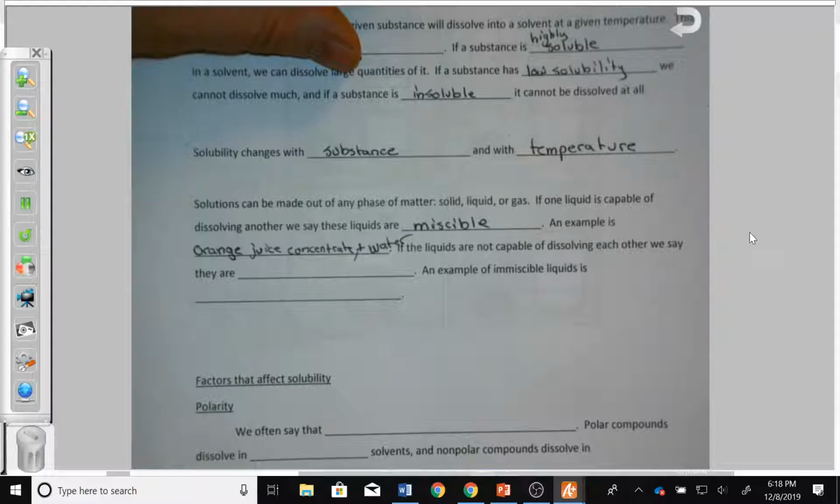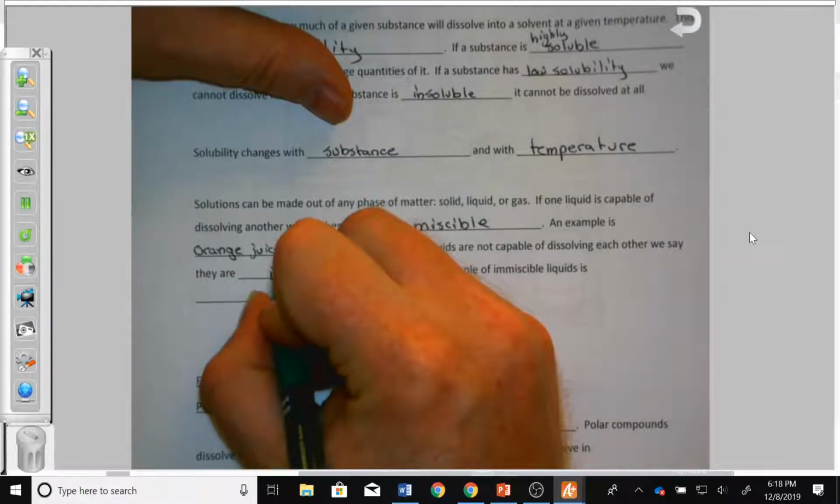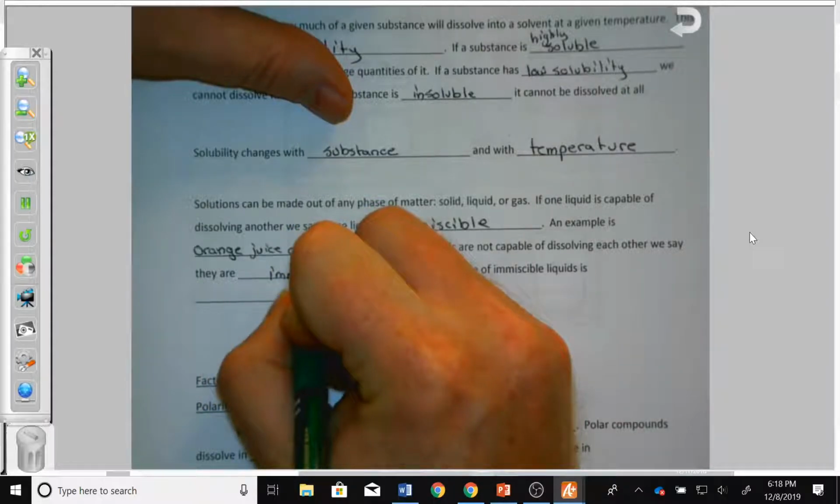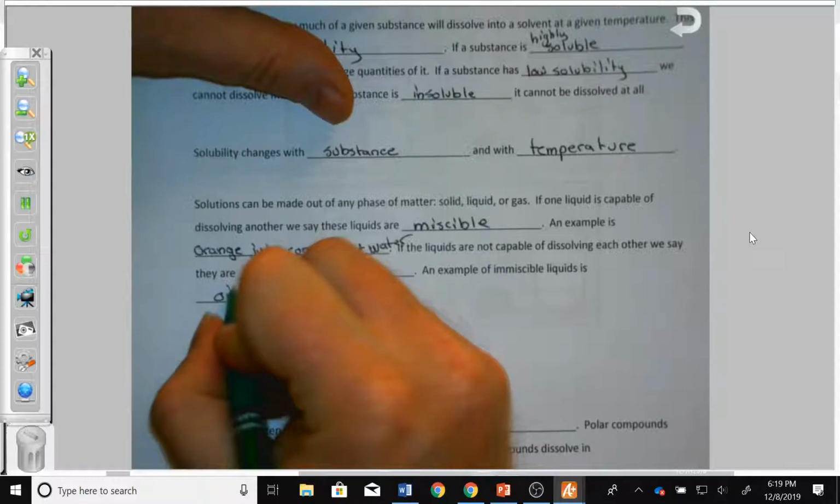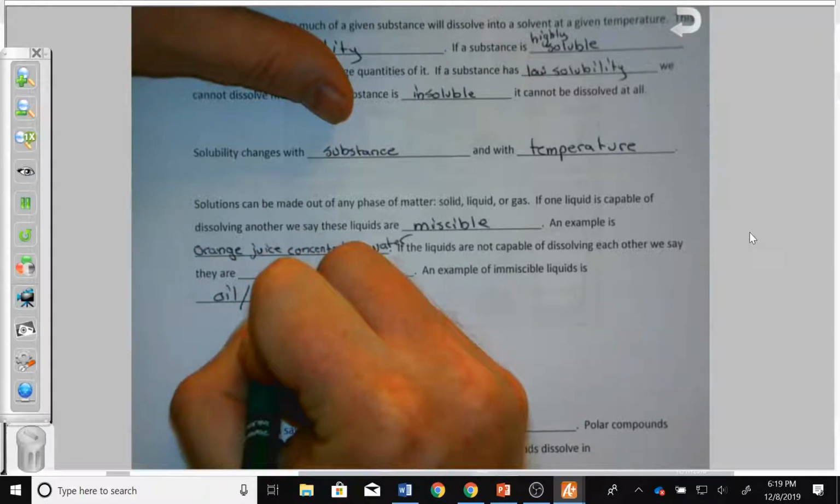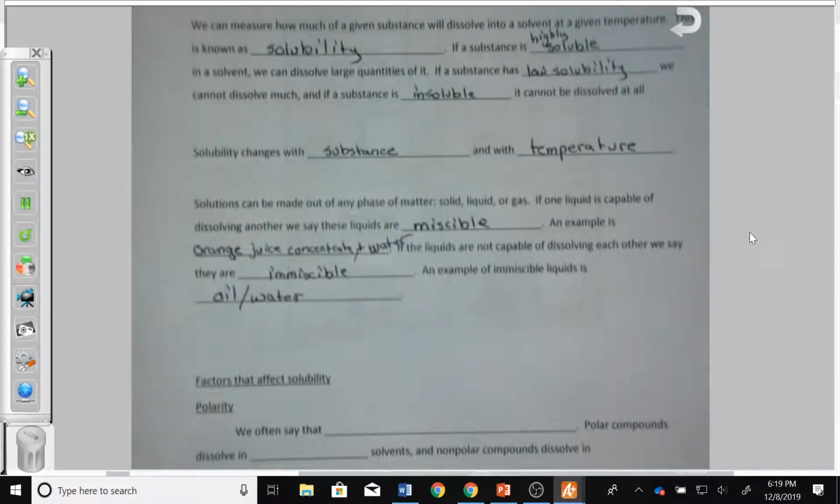If the liquids are not capable of dissolving each other, we would say they are immiscible. And an example of that would be oil and water mixture, like we have in our classroom.